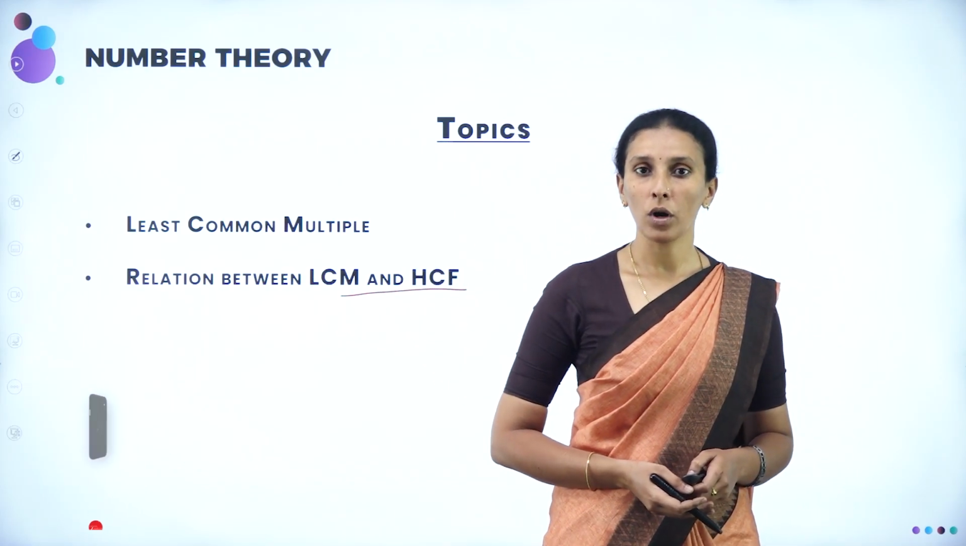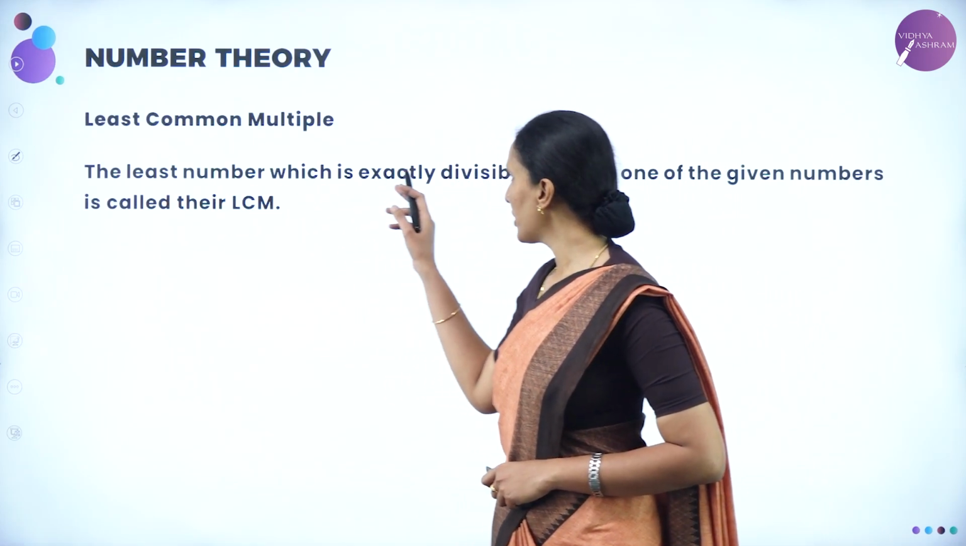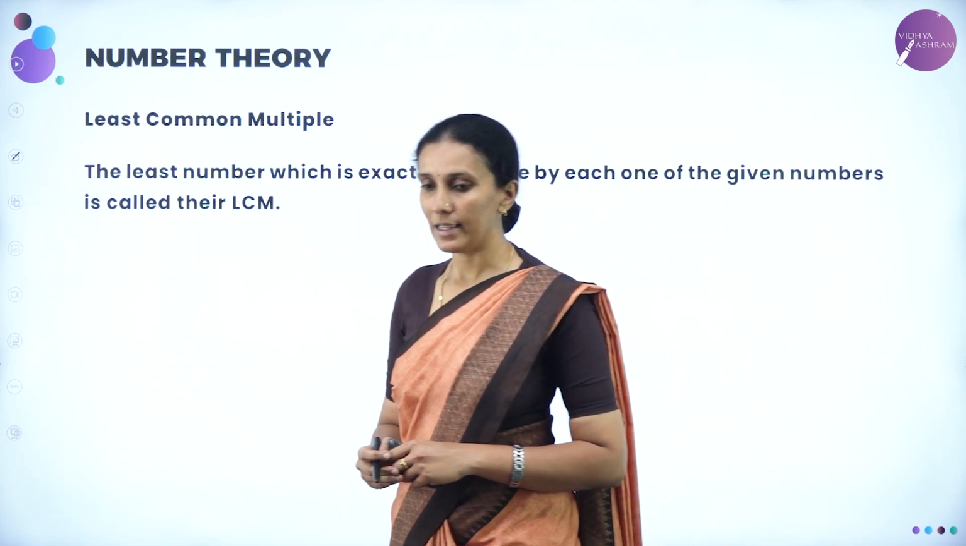In this session, we are going to study the least common multiple, that is the LCM of the given numbers, and the relation between the LCM and HCF. First, let us see what is the least common multiple. The least number which is exactly divisible by each one of the given numbers is called their LCM.